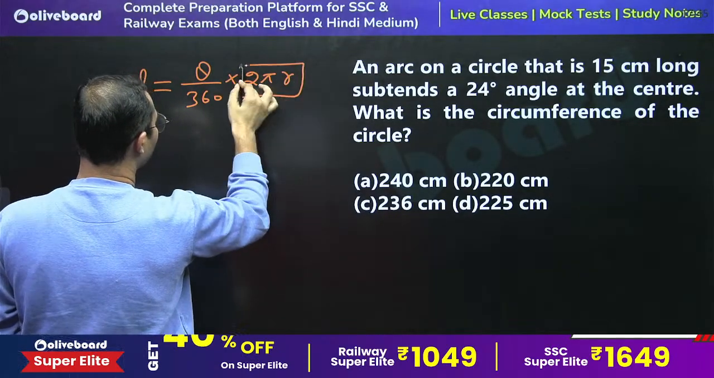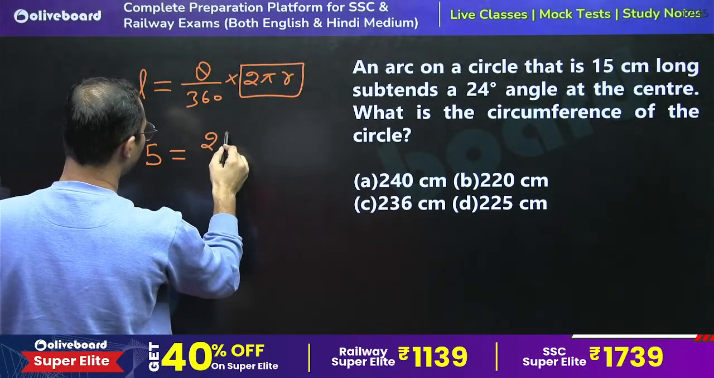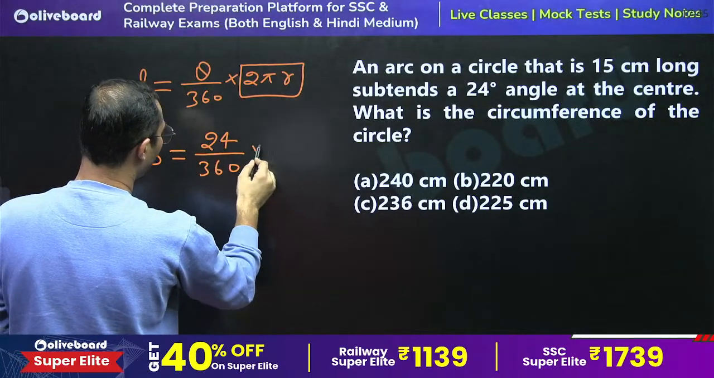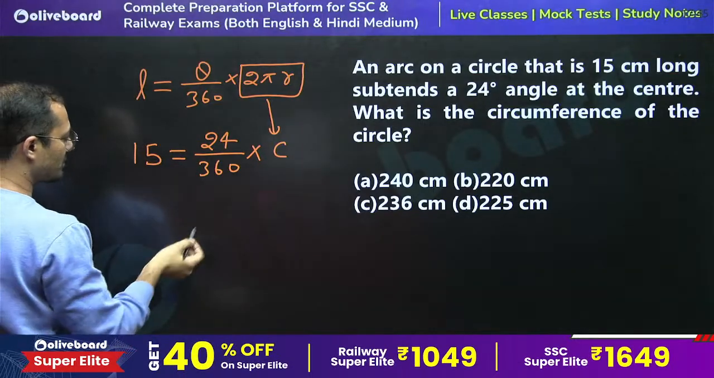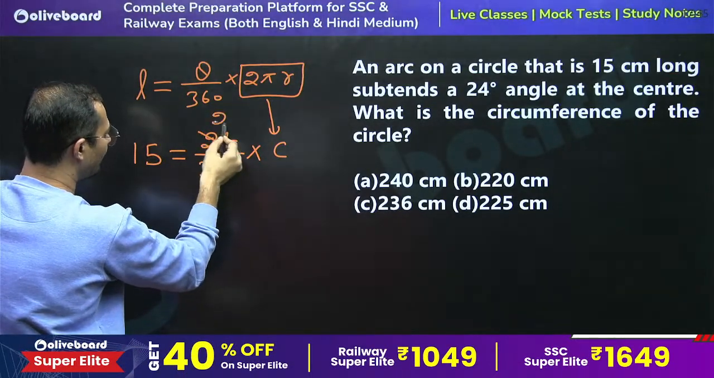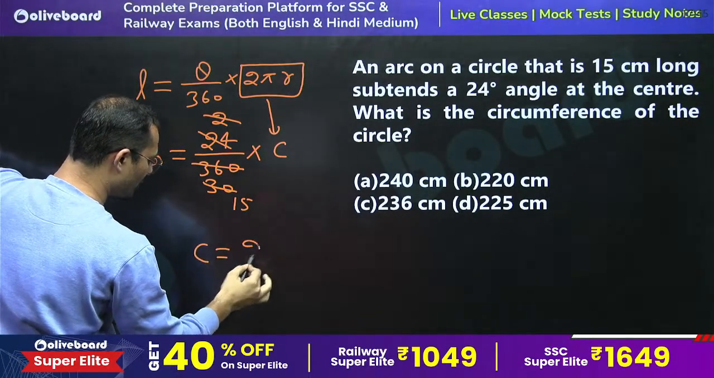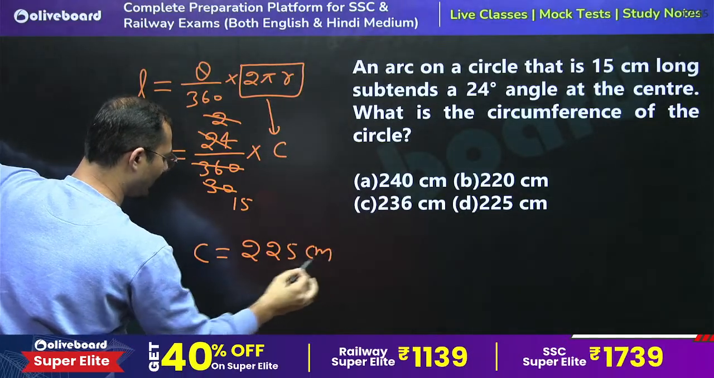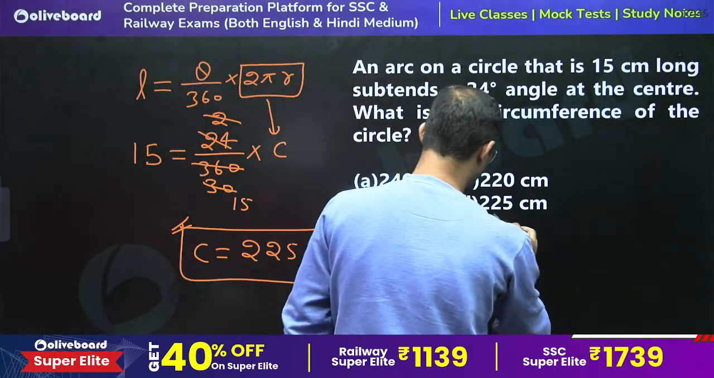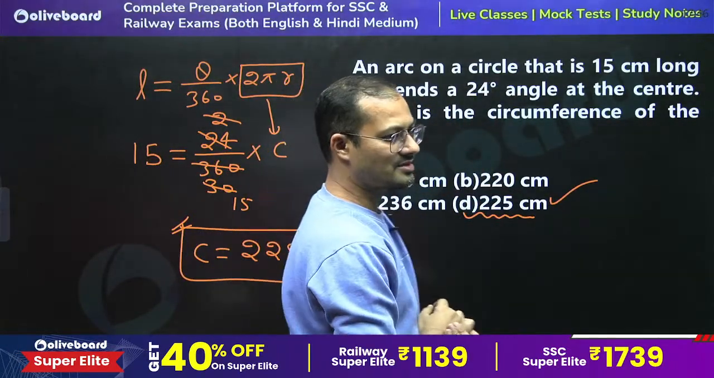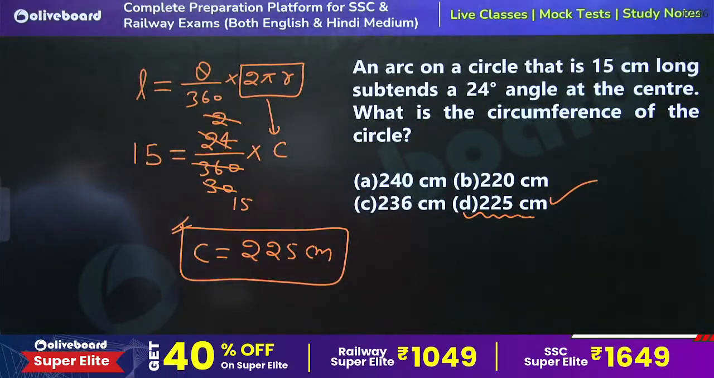So I need to calculate circumference. Circumference is 2 pi r. So we can say that 15 is equal to 24 divided by 360 into 2 pi r, and circumference is 2 pi r, so take C in place of 2 pi r. So by 12 it is 2 times, by 12 it is 30 times, by 2 it is 15 times. So circumference is going to be 225 centimeter. Yes, very easy question. If you remember the formula, if your concept is clear, in just a few seconds you can mark the answer. 225 centimeter is the right answer.